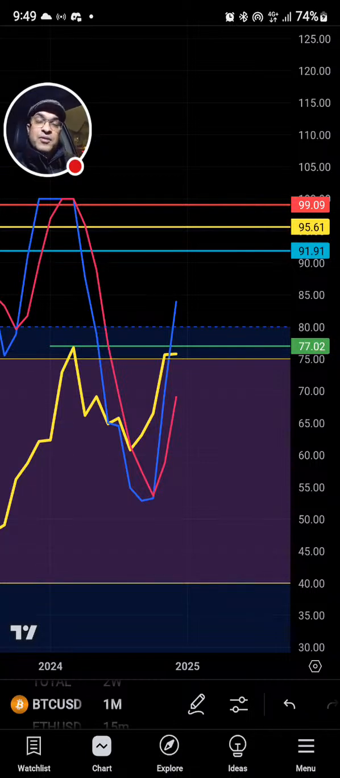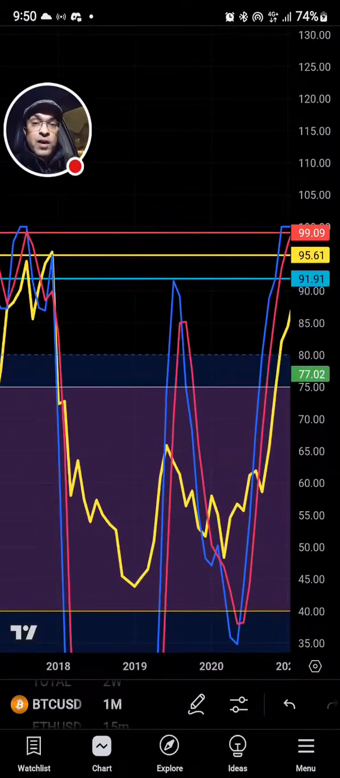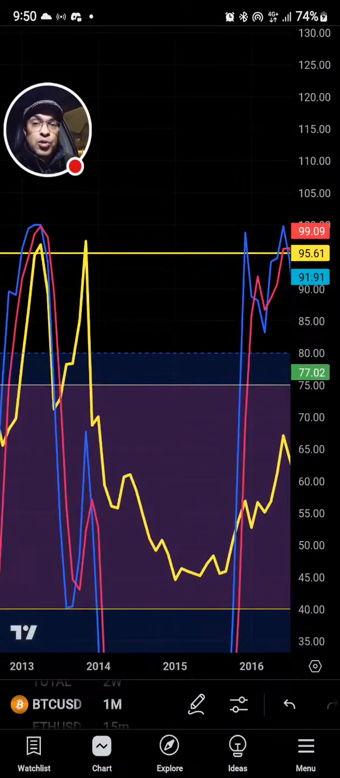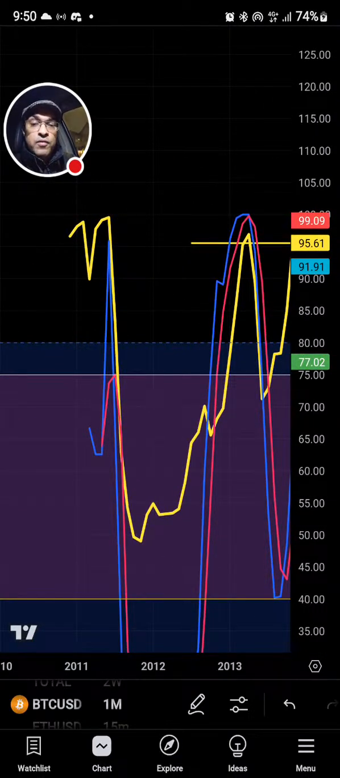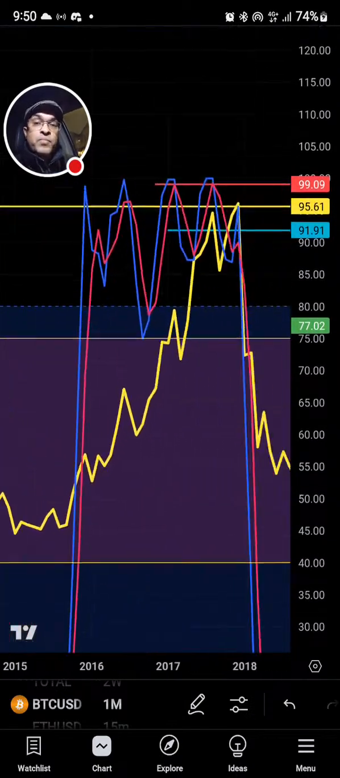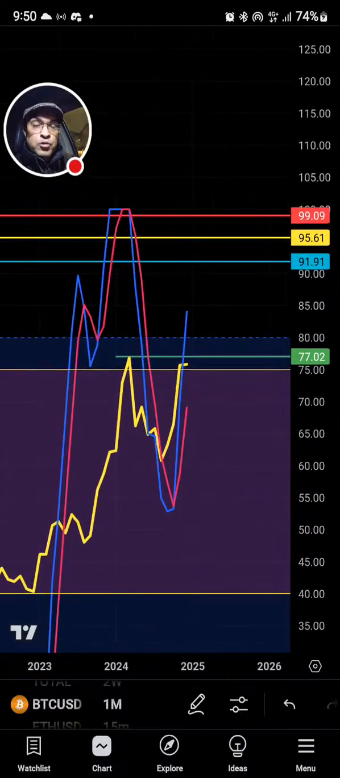This is how my default chart is set up. Look at how I've got the 99 on the red, the 95 on the yellow, and the 91 on the other one. These are certain levels. These are actual historical levels, going all the way back to 2013. I don't go to 2012 because 2012 was the first time. But from 2013 onwards, these are actual historical lines that I'm working with. So these are my levels.